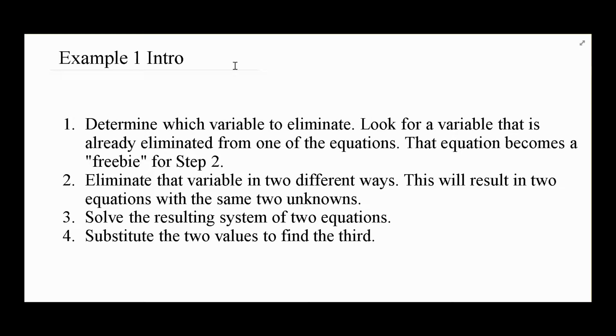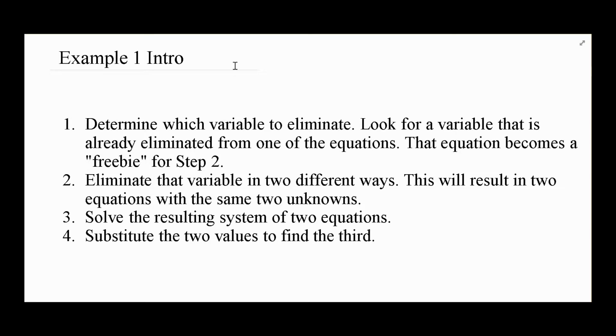Once we have two equations with two unknowns, we're just going to solve it. We're going to get two answers. If it was x and y that we had, now we know what x is and we know what y is. Once we have those two answers, step 4 is to plug them back into one of the original equations and find your third variable.